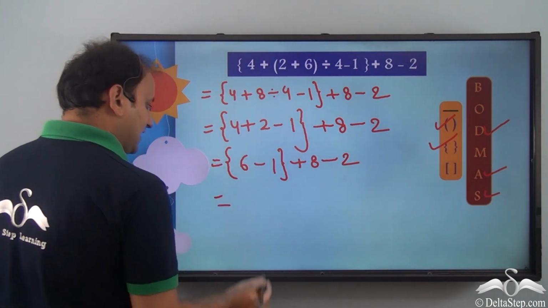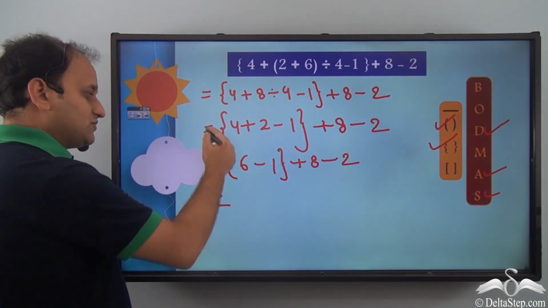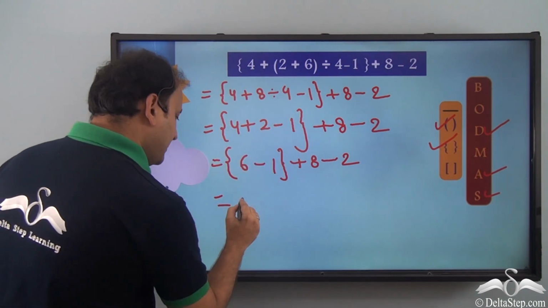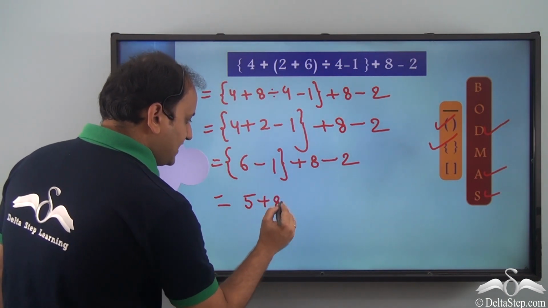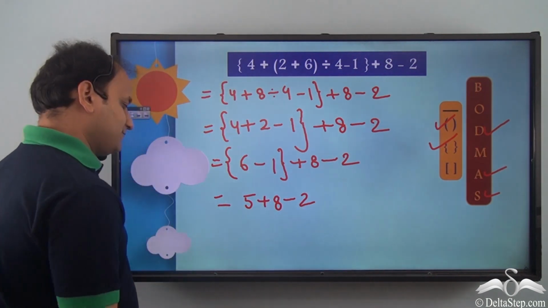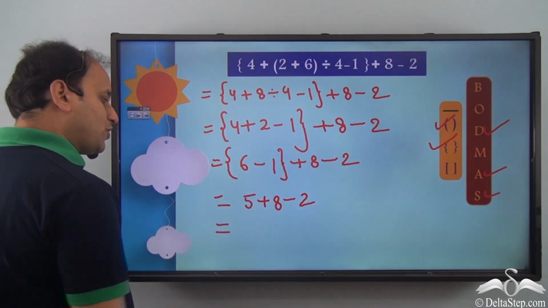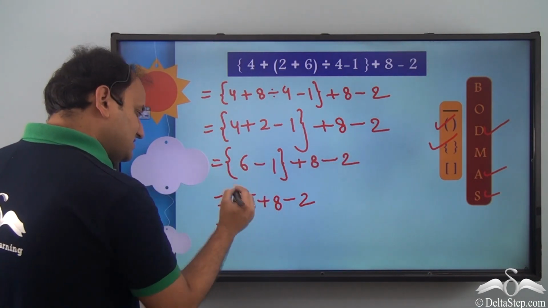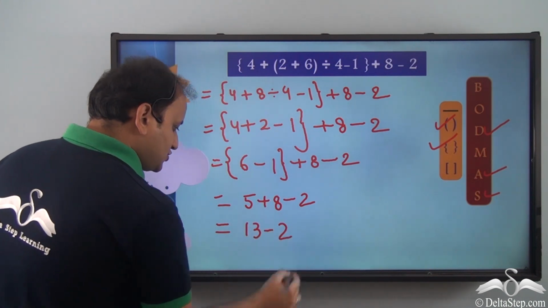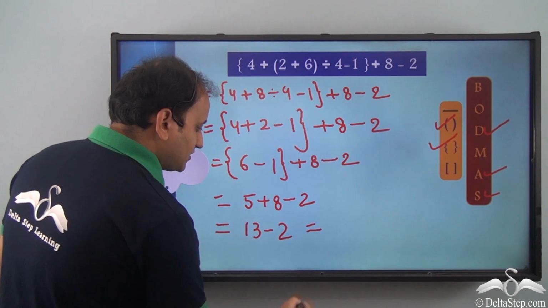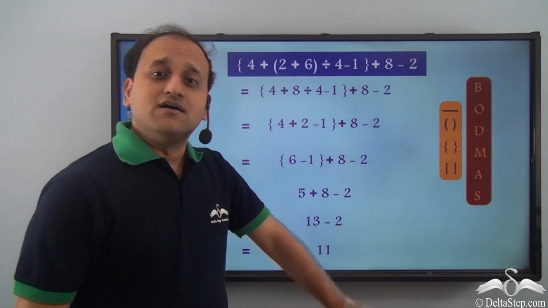So now we have finally simplified everything under the curly brackets. So now they can go away. 6 minus 1 will be 5 plus 8 minus 2. Now addition will come first before subtraction according to BODMAS. So 8 plus 5, that is 13 minus 2, which is equal to 11. So the final answer is 11.